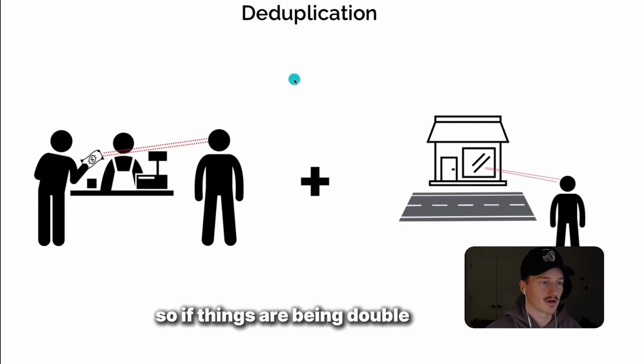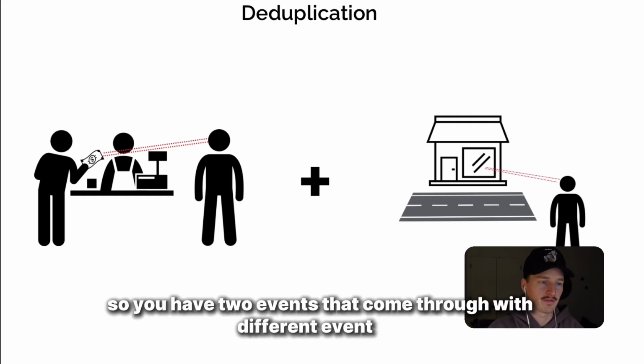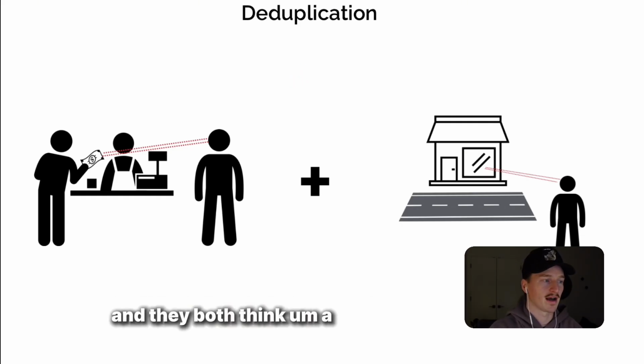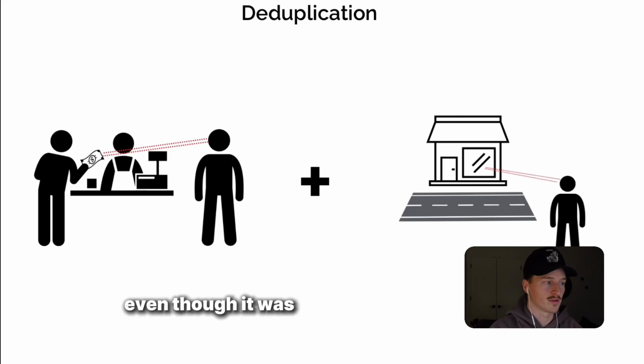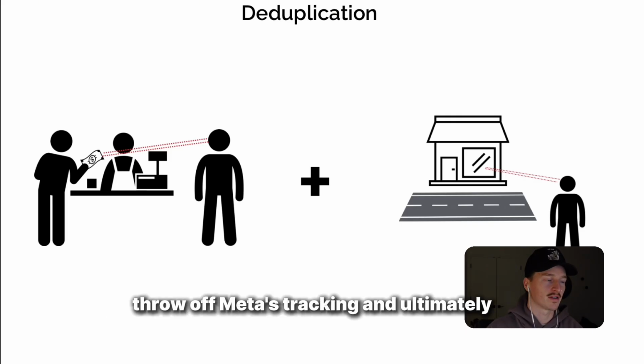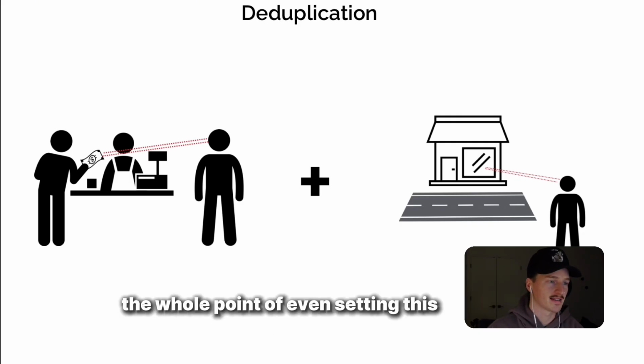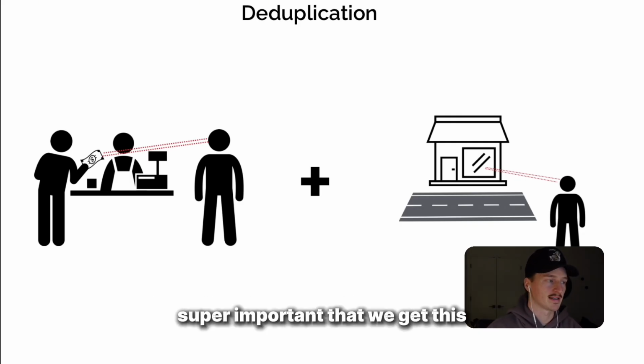So if things are being double counted, so you have two events that come through with different event IDs, and they both think a conversion happened, it's going to count it twice, even though it was one conversion, which is going to inflate your numbers, throw off all your data, throw off Meta's tracking, and ultimately it would just ruin the whole point of even setting this up in the first place. So super important that we get this figured out.